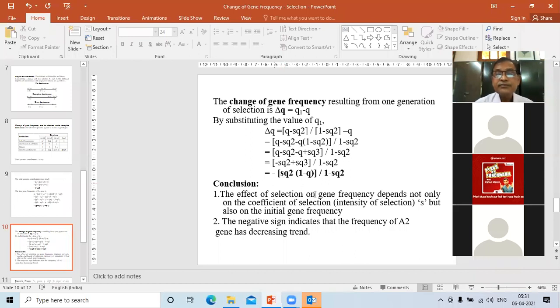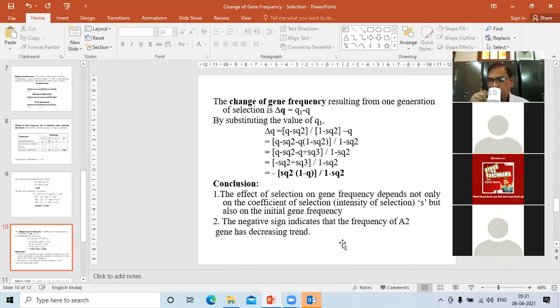So the effect of selection on gene frequency depends not only on the coefficient of selection or the intensity of selection S, but also on the initial gene frequency. And the negative sign indicates that the frequency of the A2 gene has a decreasing trend. Okay?